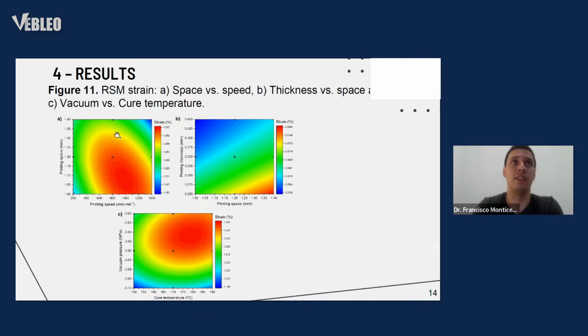For the deformation, we have an opposite behavior, because the porosity acts as a stress concentrator for the modulus and the mechanical strength. However, it facilitates the deformation. So with higher porosity, we have a higher deformation capacity. So if you want to apply this kind of composite with higher deformation, this graph could help. You can choose the most appropriate parameters here to have a higher or a lower deformation.